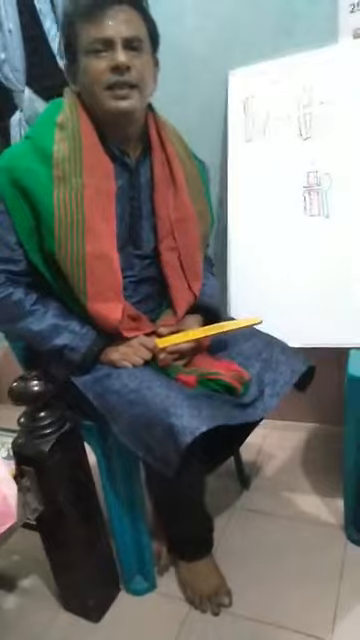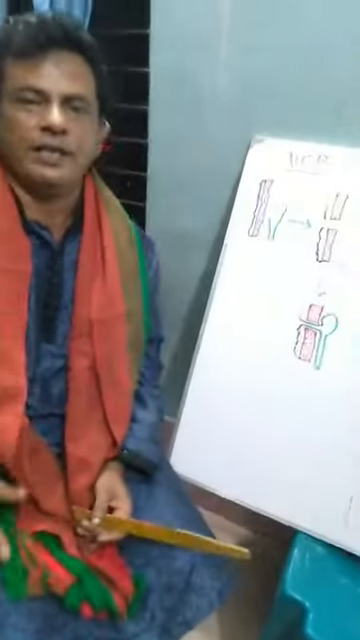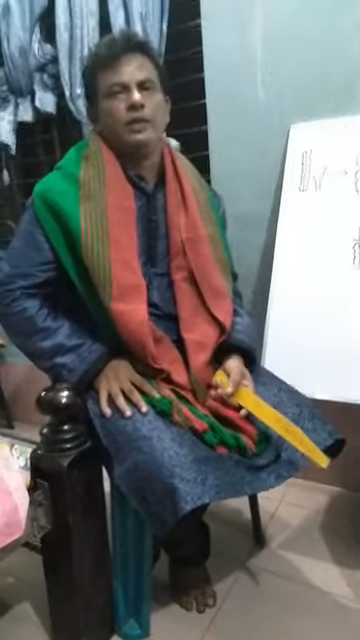So now, what is DCT? DCT is only removal of the lacrimal sac. Only removal of the lacrimal sac is called DCT, dacryocystectomy. DCT means dacryocystectomy, that is, removal of the lacrimal sac.